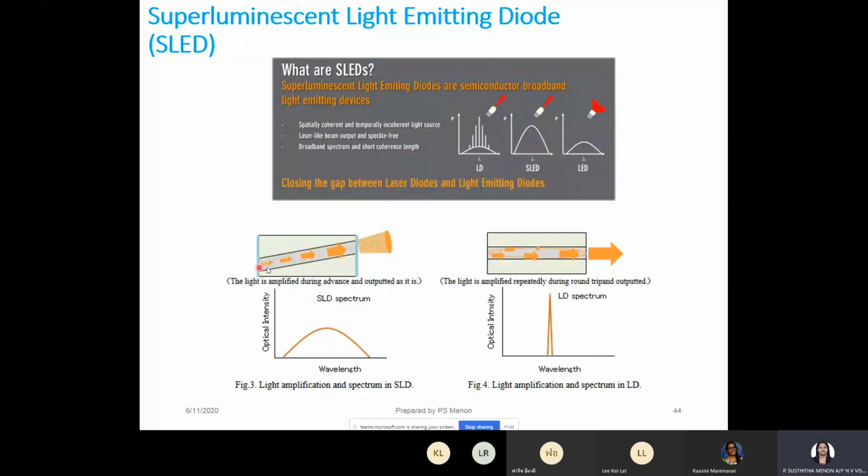Okay, so the difference between a SLED and a laser diode is the way light is amplified. So the light is amplified during advance and output as is, whereas in a laser diode, it is amplified inside the semiconductor and then finally it is emitted out. That's why it has a very sharp spectrum. It's as though it is increasing its power, and then you get a very sharp power out. Whereas for a SLED, it is just amplified along the way, and you get a very broad spectrum. Okay, so this is SLED.